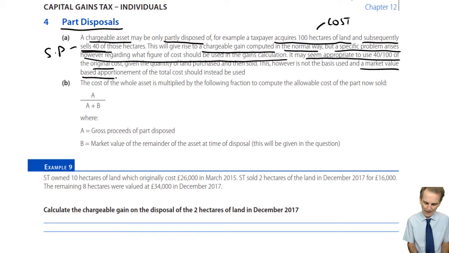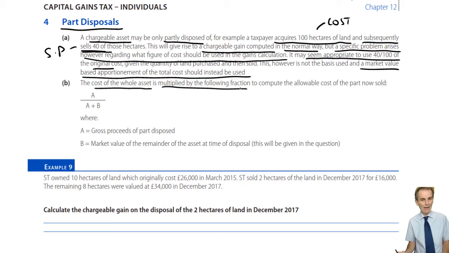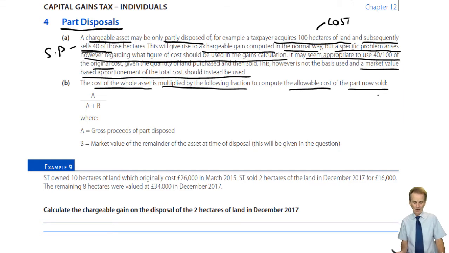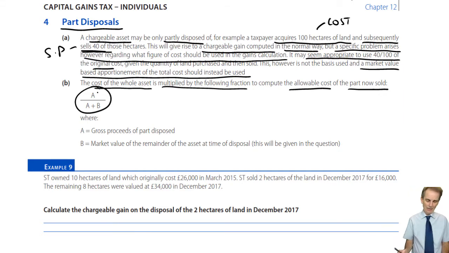So, it may seem appropriate to use 40/100ths of the original cost, but that is not what we use. Instead, it's a market value-based apportionment of the total cost. The cost of the whole asset is multiplied by the following fraction to compute our allowable cost of the part now sold. Now again, you'll see this in all the text. We have this fraction, A over A plus B. Now again, there's no point learning A over A plus B if you don't know what the A or the B stands for. So what you've got to learn is we are going to multiply out the total cost by, on the top line, the gross proceeds, so before any selling expenses, of the part that now is disposed of.